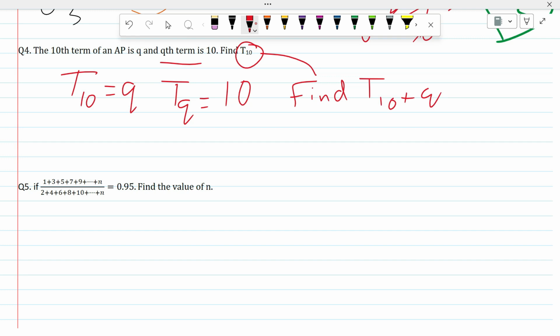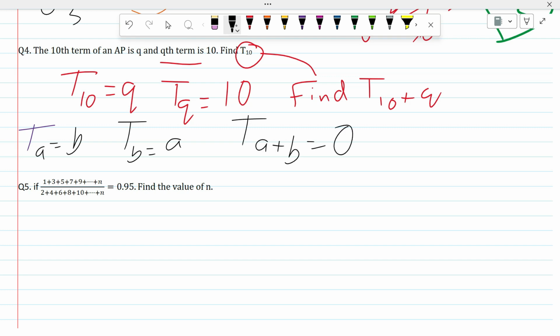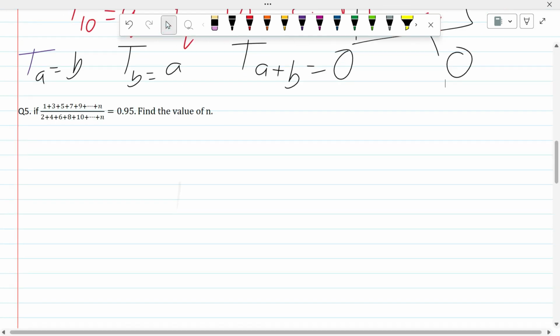Now the case is simple here. It is very simple. Now what I have to do, simply remember one thing: if Ta is equal to b and Tb is equal to a, then T(a plus b) is equal to 0. So definitely this will become equal to 0, which will be its value.